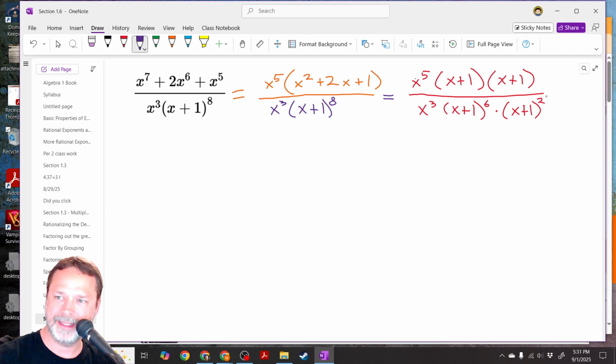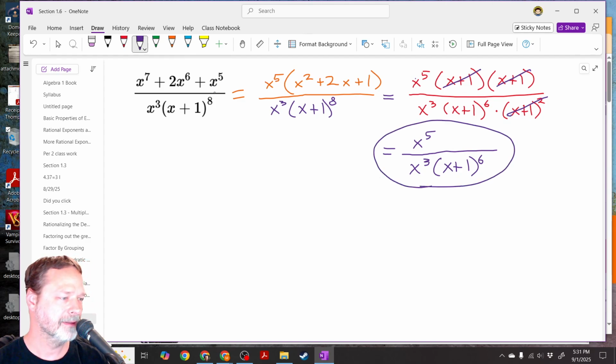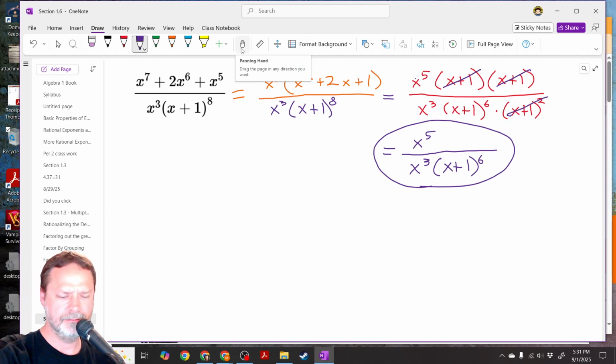Now I can see that I can cancel this with these two. There are two x plus 1s on the top, 2 on the bottom. Got rid of them. And now I can write this guy out completely reduced: x to the 5th over x cubed times x plus 1 to the 6th. And I am done. I'm not going to multiply all that out. What a nightmare that would be, unless you know the binomial theorem, which you should. Should you? Anyway, that is it.